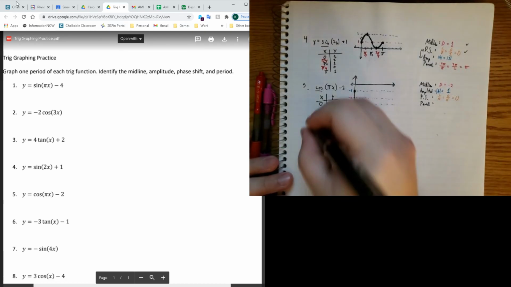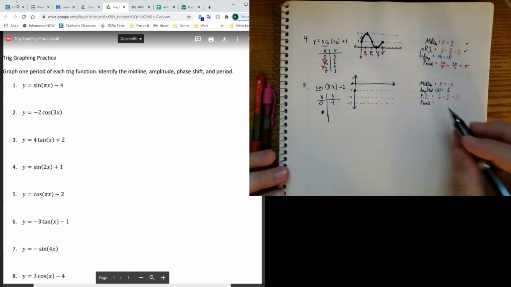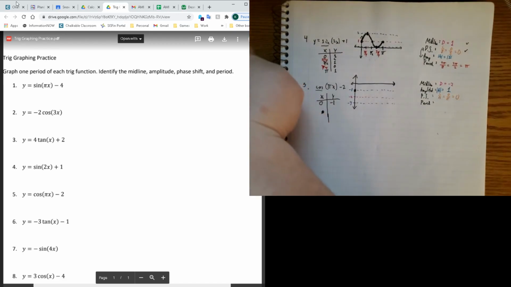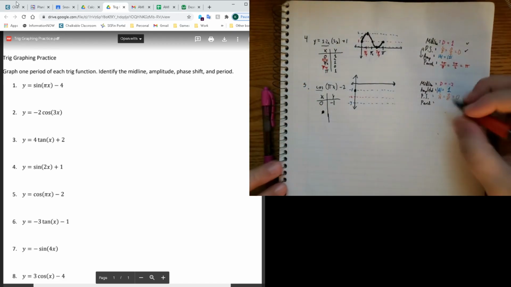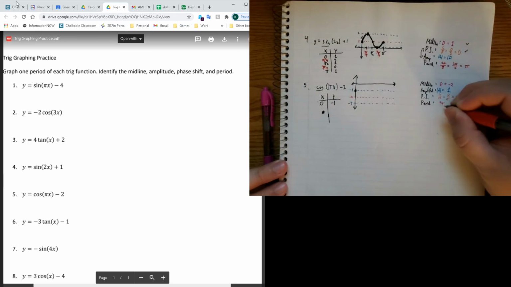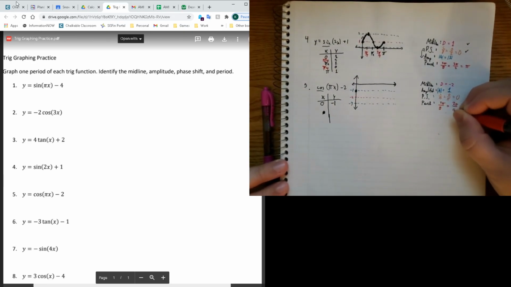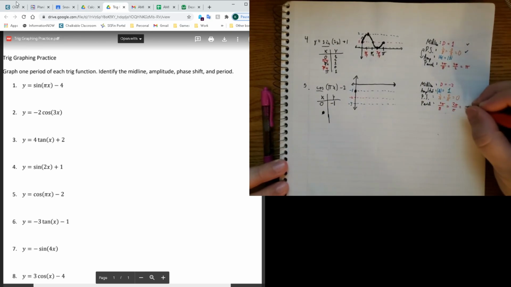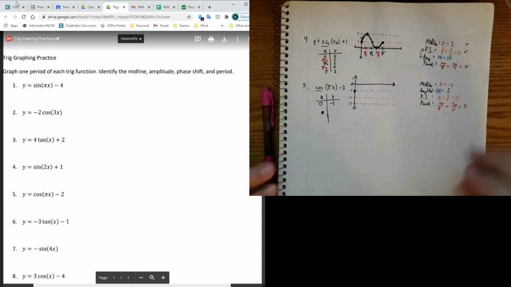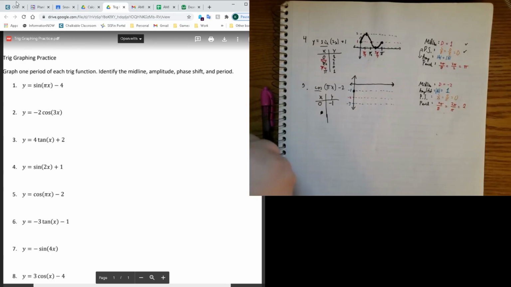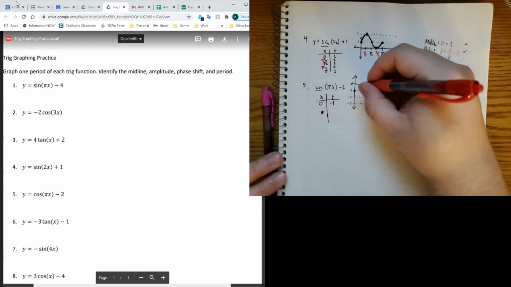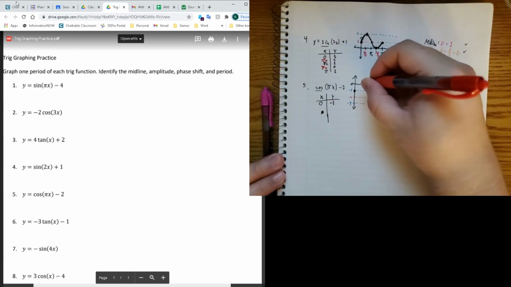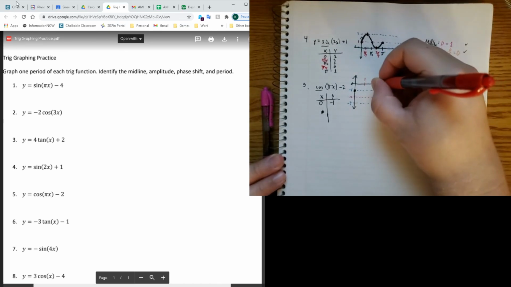Now, next, it needs to go 1 period. Now, 1 period is based upon the formula 2 pi over b. So that'll be 2 pi over pi. And the pi's cancel, leaving just 2. This tells me that my ending spot will be 2 units over. Now I'm going to give myself some space to work with. So I'm going to call this 1 and this 2.